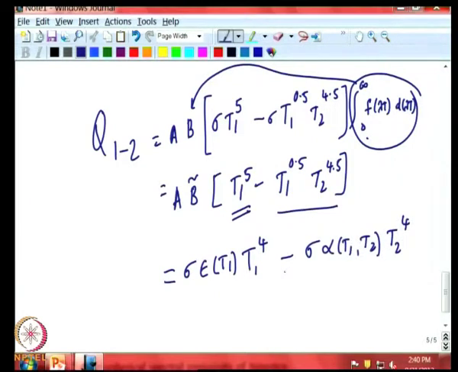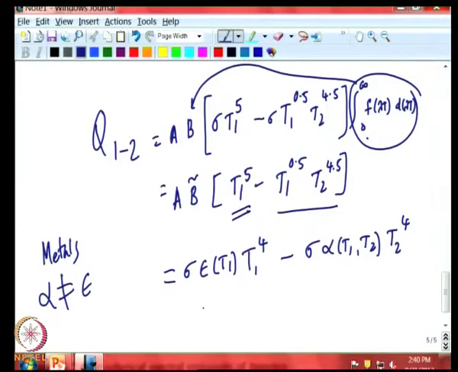This is how it should be, because in the case of metals, you must recall that alpha is not equal to epsilon. That was a fundamental result we had derived, that metals being non-gray, you cannot assume that the total hemispherical absorptivity is equal to total hemispherical emissivity, that you cannot assume.